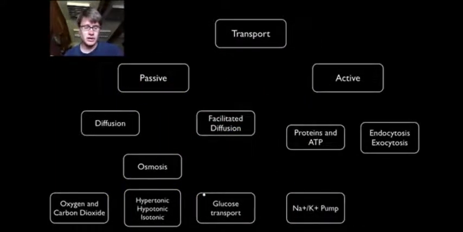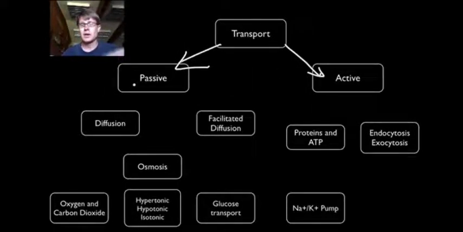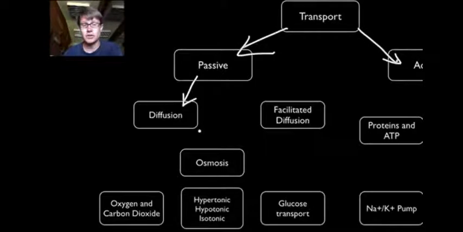So to summarize what I'm going to talk about in this video, there are two forms of transport. We have passive and then active. The most common form of passive transport that I'll talk about is going to be called diffusion. Diffusion is just that random movement of particles. It's super important because that's how you get oxygen into your body, and that's how you get rid of things that we don't need, like carbon dioxide.